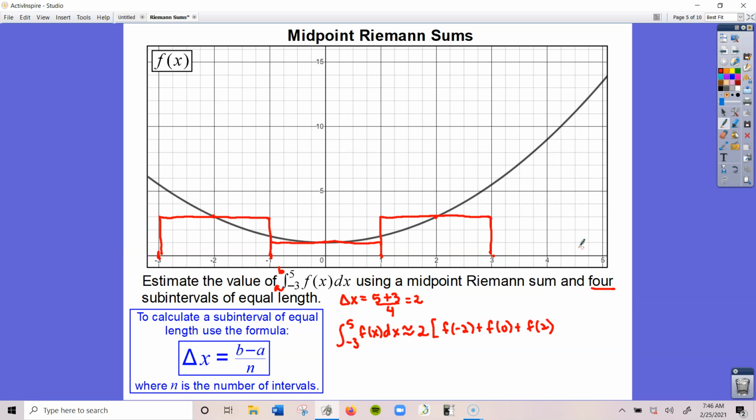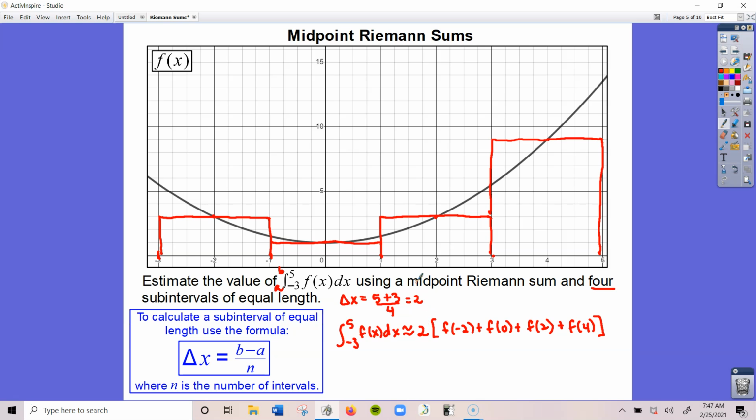And finally 3 to 5, where my midpoint is 4. And that is my last rectangle. So we are using f of 4. So this is the proper way of writing your Riemann sums.